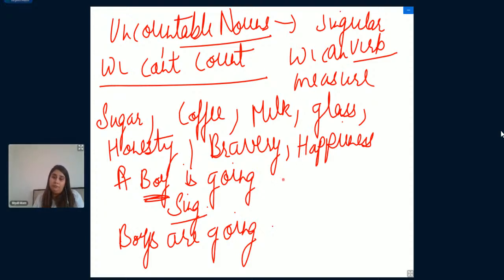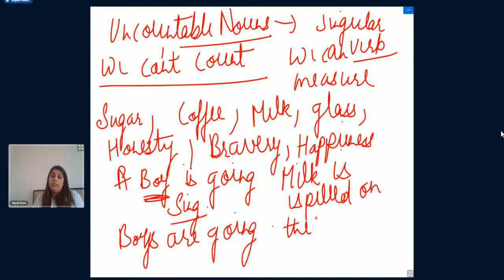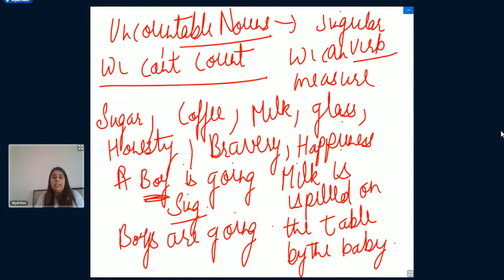Similarly, milk is spilled on the table by the baby. Now, milk is an uncountable noun. We can never count milk. We can always measure milk. So, milk is an uncountable noun and we are using singular verb with it. Milk is spilled on the table by the baby.